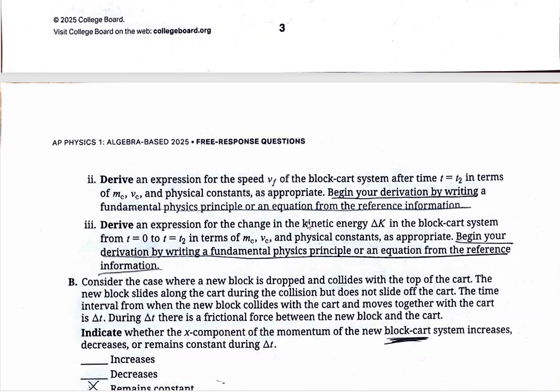derive an expression for the final velocity of the block-cart system in terms of these variables given and physical constants, which means g. Stop writing 9.8, crazies. Begin your derivation by writing a fundamental physics principle or equation from the reference sheet. That means write an equation from the reference sheet. That's all it means. Stop being lazy. Stop not writing the whole thing. Find the equation and write it down. You'll probably get a point.